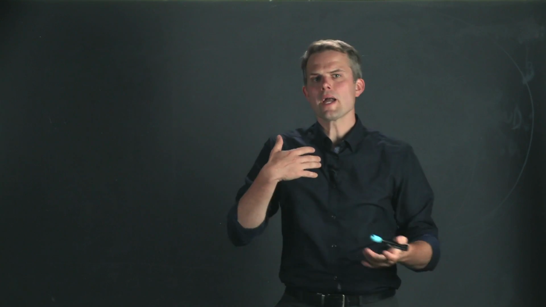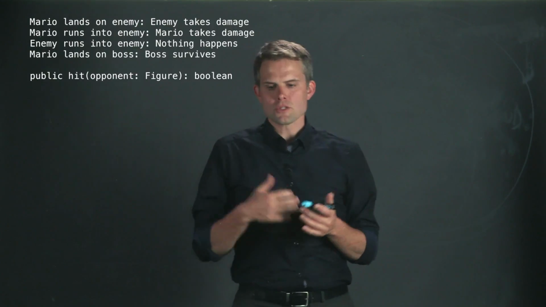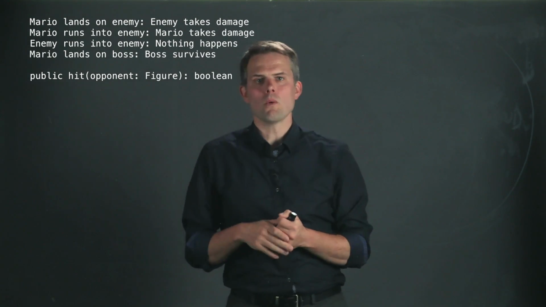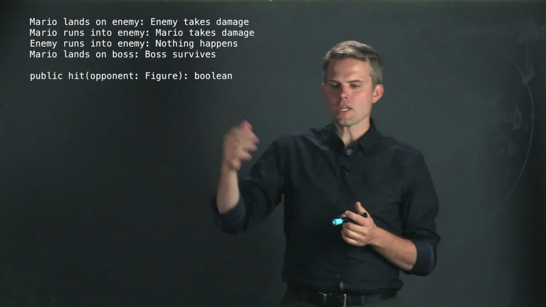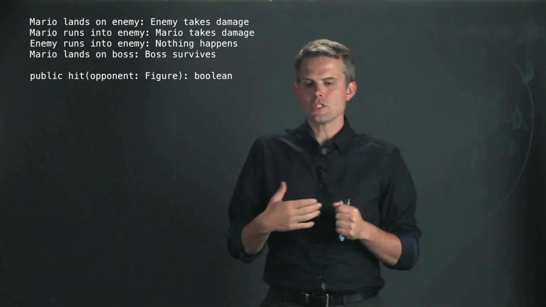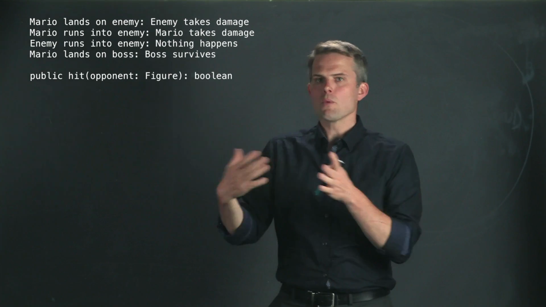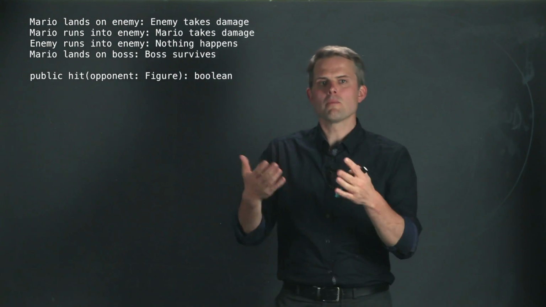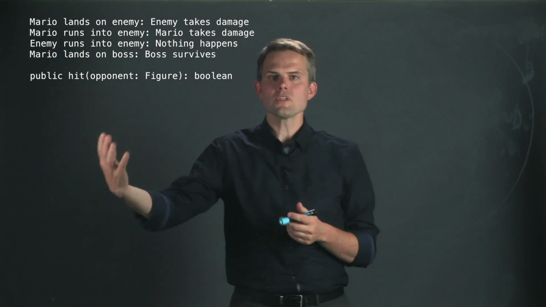All right, so let's go back and revisit our Mario example. So this is the Mario hit code. And when you're doing black box testing, this is all we know, right? So we have the specification. When Mario lands on an enemy, the enemy takes damage. When Mario runs into an enemy, Mario takes damage. When the enemies run into each other, neither of them take damage. And when Mario jumps on a boss, the boss can still live. And we have the signature itself.